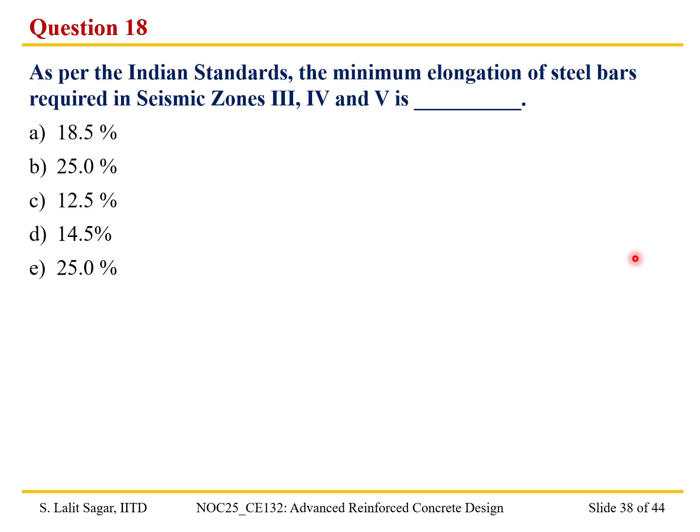So the next question is, as per the IS code, what is the minimum elongation of steel bars required for seismic zones 3, 4, and 5? This is a conceptual question based on IS 13920, which is for the earthquake resistant design of reinforced concrete structures. And as per this code, the minimum elongation of steel bars that is required is option D, that is 14.5%.